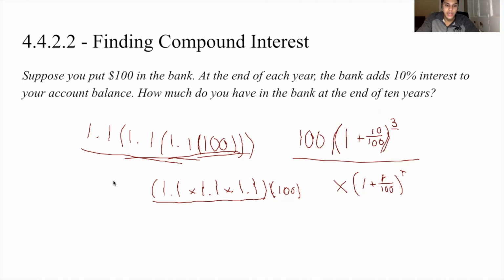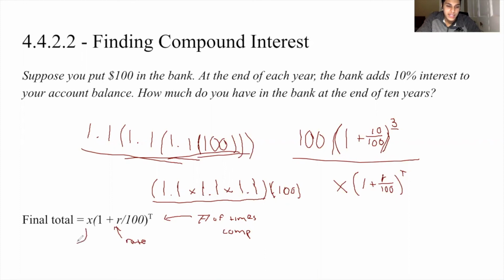And I actually had it written down here. Final total equals X times 1 plus R over 100 to the power of t. So, I'm just going to label this one more time. You remember, t is the number of times compounded. Sorry about my handwriting. It's hard to write with a mouse. And then R is your interest rate. So rate as in a percent. So if it's 3%, R would be 3. And X is how much you deposited. So money deposited.